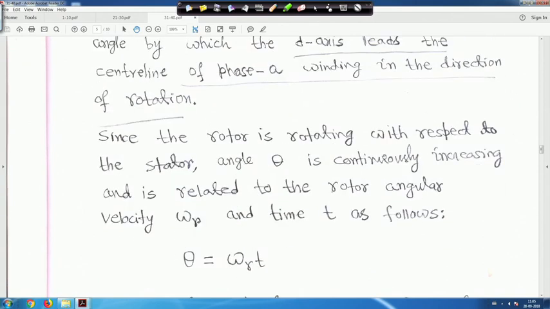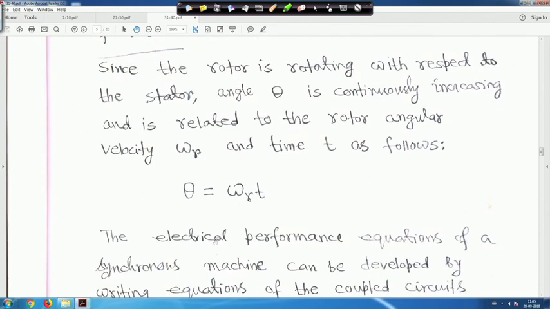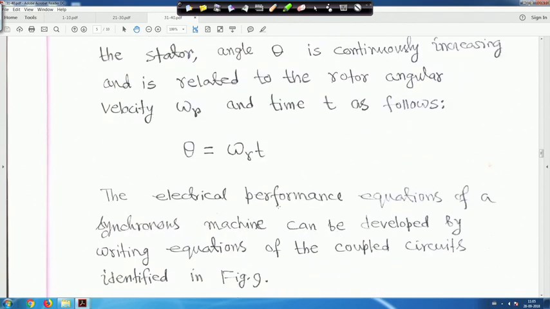Since the rotor is rotating with respect to the stator, angle theta is continuously increasing and is related to the rotor angular velocity omega r and time t as follows. We know theta is equal to omega r t. No equation number is given here. The electrical performance equation of a synchronous machine can be developed by writing equations of the coupled circuits identified in figure 9.